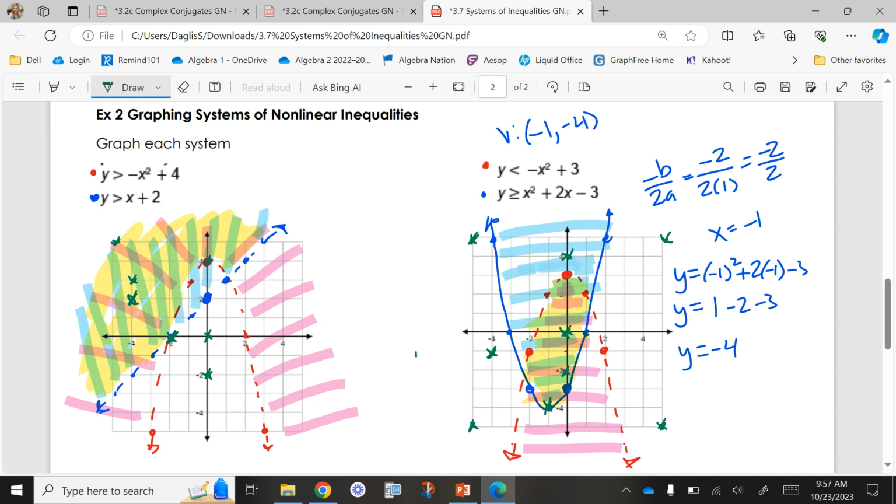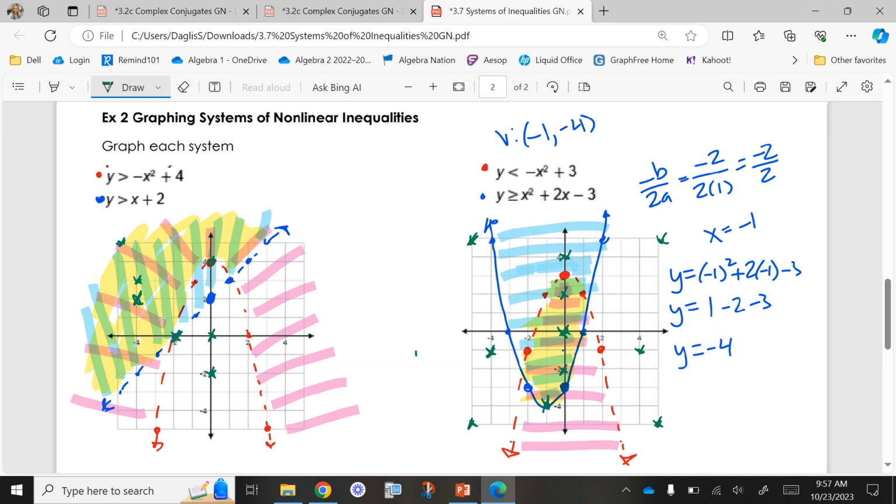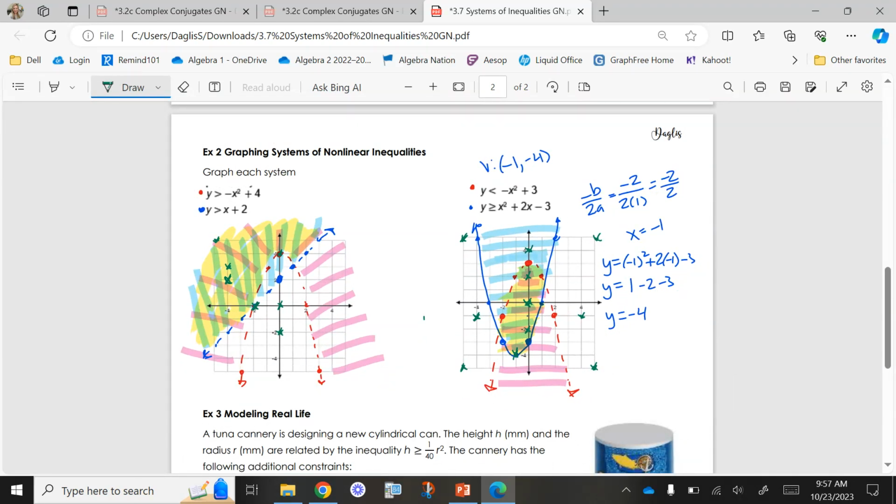And you could always double check by plugging it in to the equations. All right, what's up? 0, 2. Yep, that would work. 4, -1 would not. That would be no. Yep. Oh, I see what you're doing.